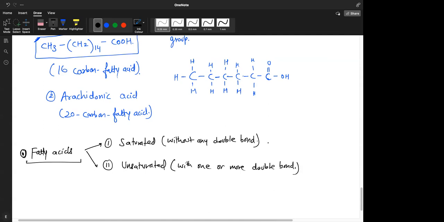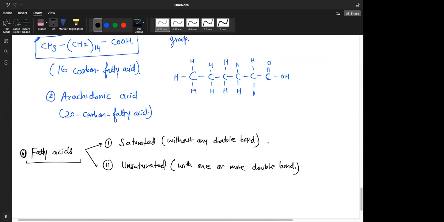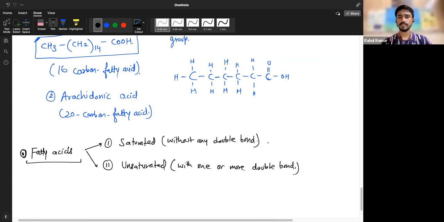Tell me. Saturated. What saturated? Just don't tell me in one word. Saturated will be more reactive. More reactive. Then how is it more stable? More reactive molecules are less stable molecules. Now I can see that both of you are totally confused.